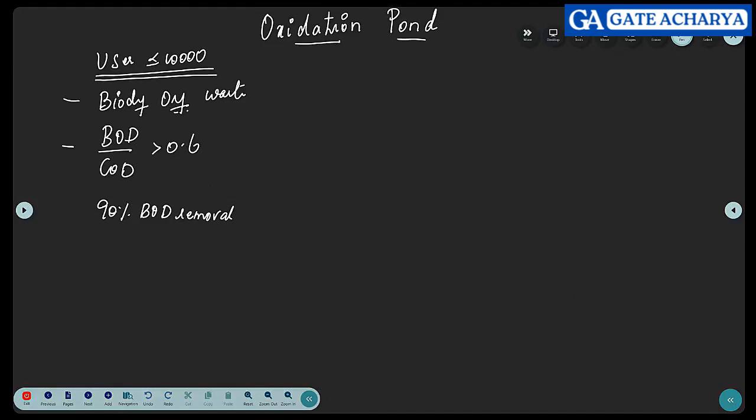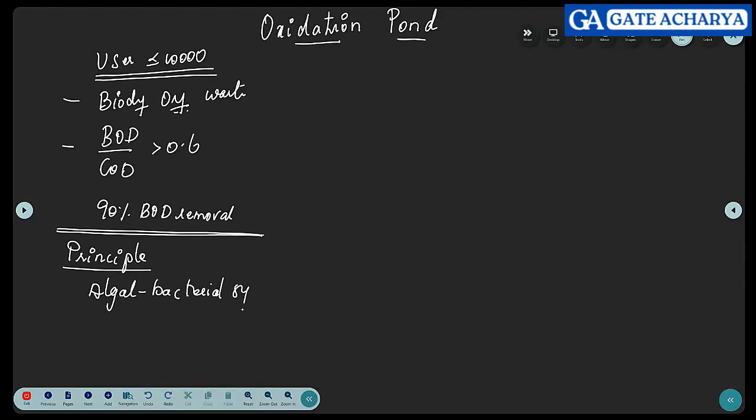The principle behind the oxidation pond design is algal bacterial symbiosis. What is this algal bacterial symbiosis? Algae and bacteria work in parallel to perform treatment in the oxidation pond. What is algae? What is bacteria? Algae is an autotroph, bacteria is a heterotroph.